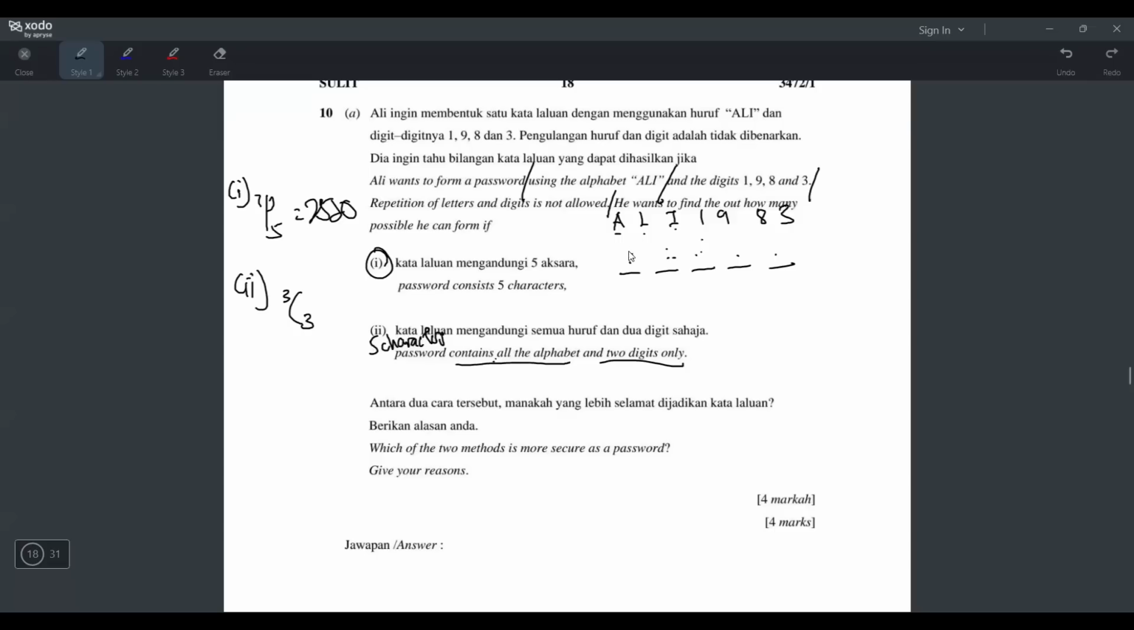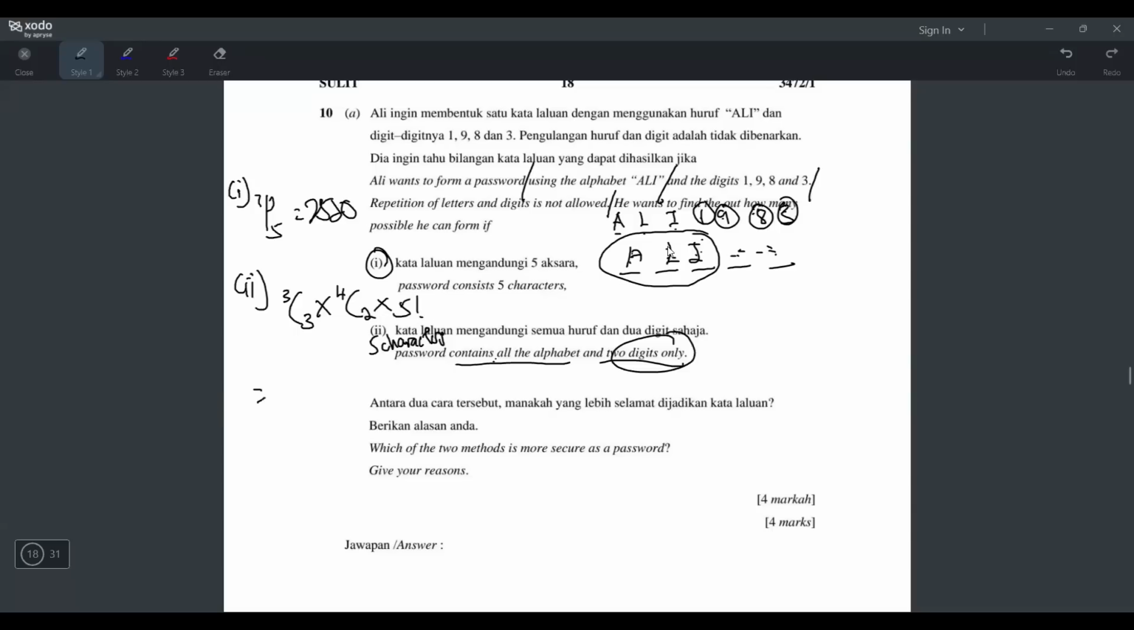So now what is the number of ways to arrange the password if it contains all the alphabet? It needs to contain ALI, right? So what I will do is the three must get chosen. That's why I write 3C3 times 2 digits only. 1983 has 4 digits, right? You already have three confirmed, so from these four, you choose another two to fill in the remaining. But you still have to arrange all five, so you times with 5 factorial, like this.